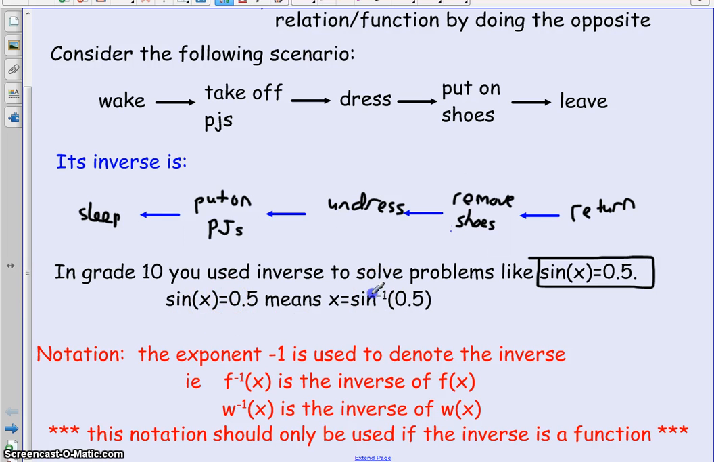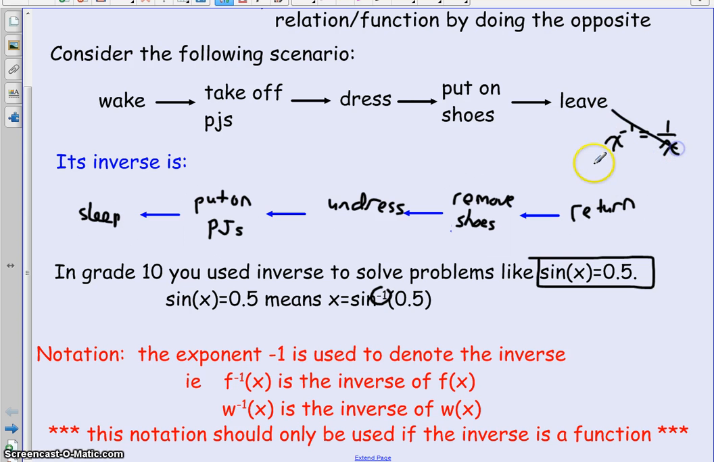That -1 is notation that's used very commonly for inverse, and it's written as an exponent. So if you had a function f of x, the inverse would be written as f with a little exponent of -1, of x. Now, it can be a little bit confusing because if you did any negative exponents last year in grade 10, you might remember that x to the -1 means the same thing as 1 over x.